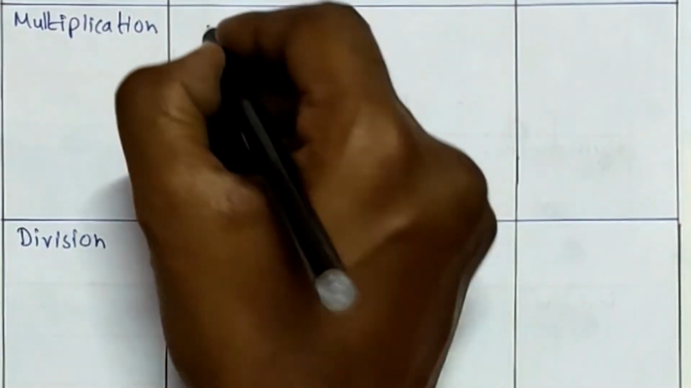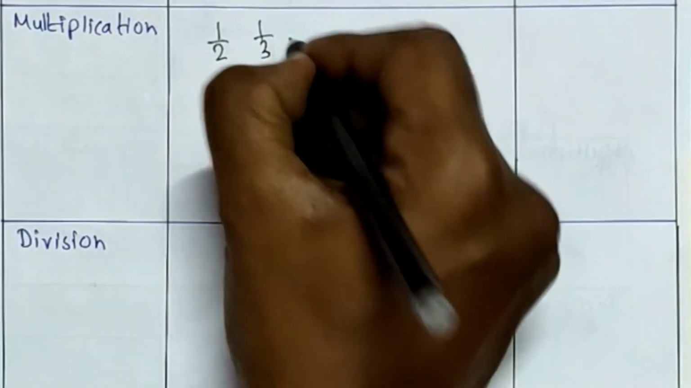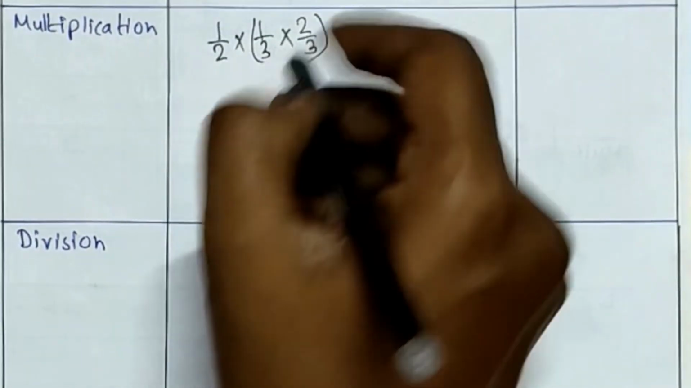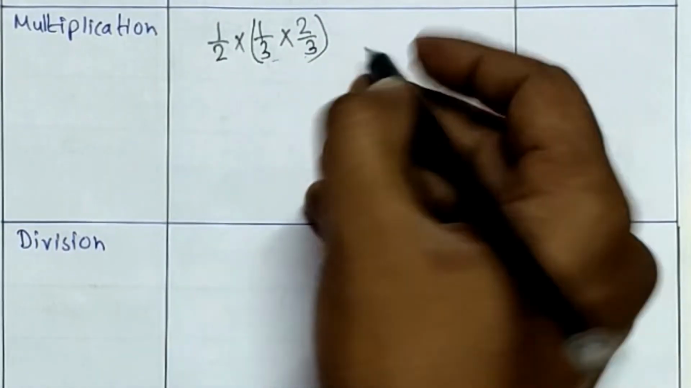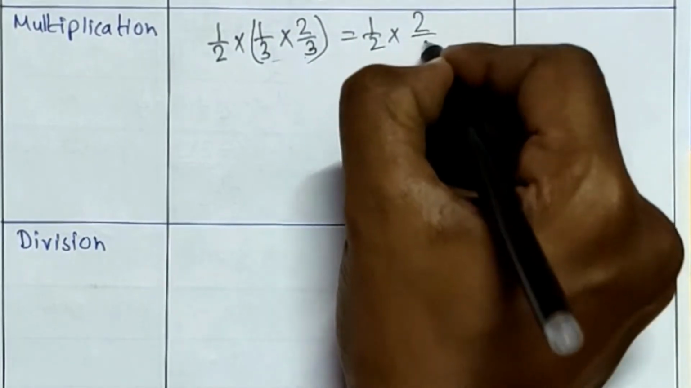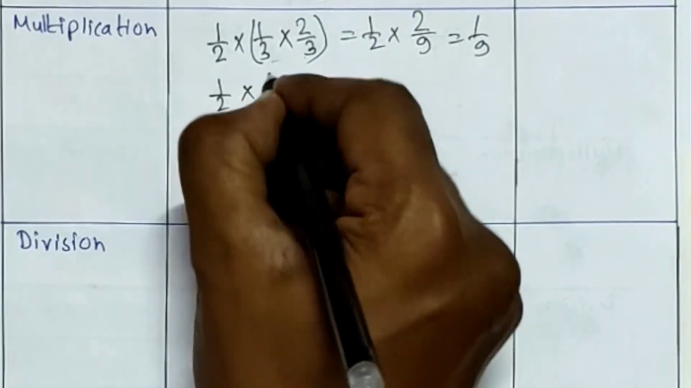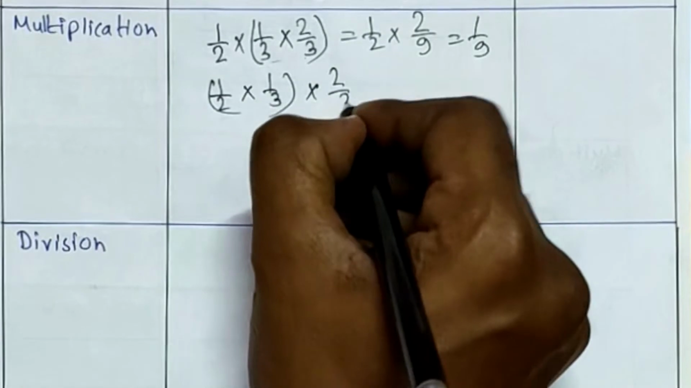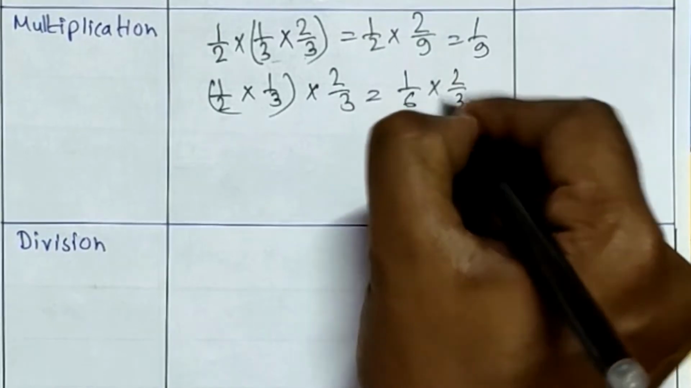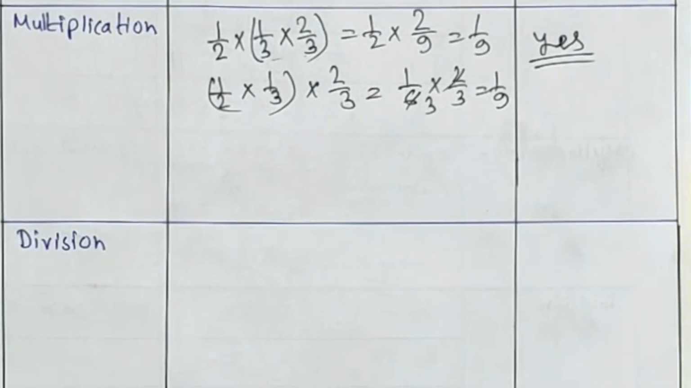Now for multiplication, if we choose for rational numbers 1 by 2, 1 by 3 and 2 by 3, now multiply them. At first we multiply these two numbers, then multiply with this number, then this will give us 1 by 2 into 2 by 9, which equals 1 by 9. Now taking the order as 1 by 2 into 1 by 3, then multiply with 2 by 3, we get 1 by 6 into 2 by 3. This is also equal to 1 by 9. So rational numbers are associative under multiplication.